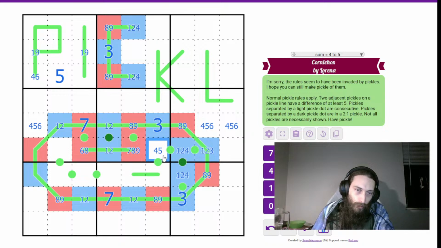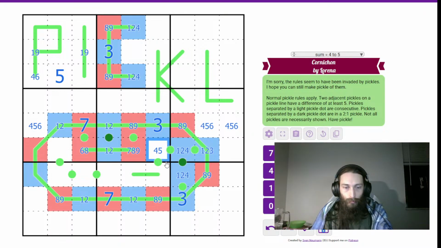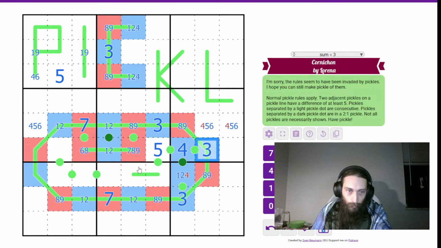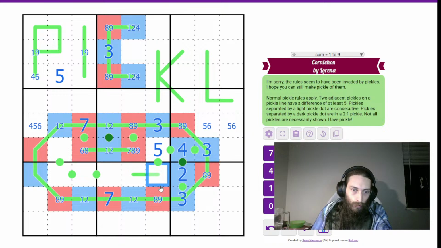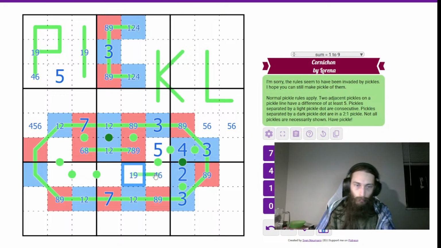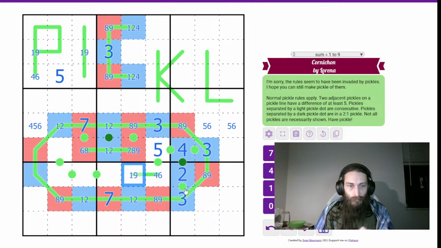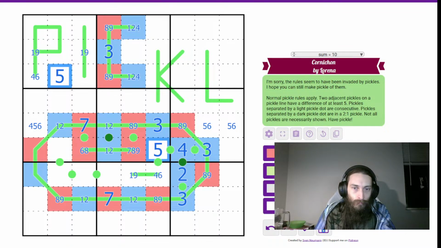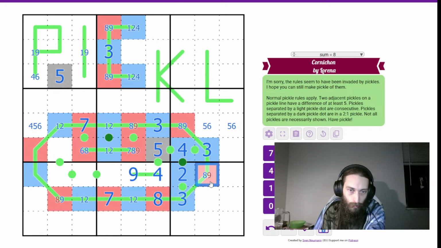Well, if that was a 4, well, then 4 doesn't work. There's no 3 or 5 there. So this has to be a 5, this has to be a 4, that has to be a 3, and that has to be a 2. So this is either 4 or it's 6. Either way, this is 1 or 9. And there's a 1, 2, 4 triple in column 5. So 9 and 4, 8 and 8, 8 and 7 and 9.